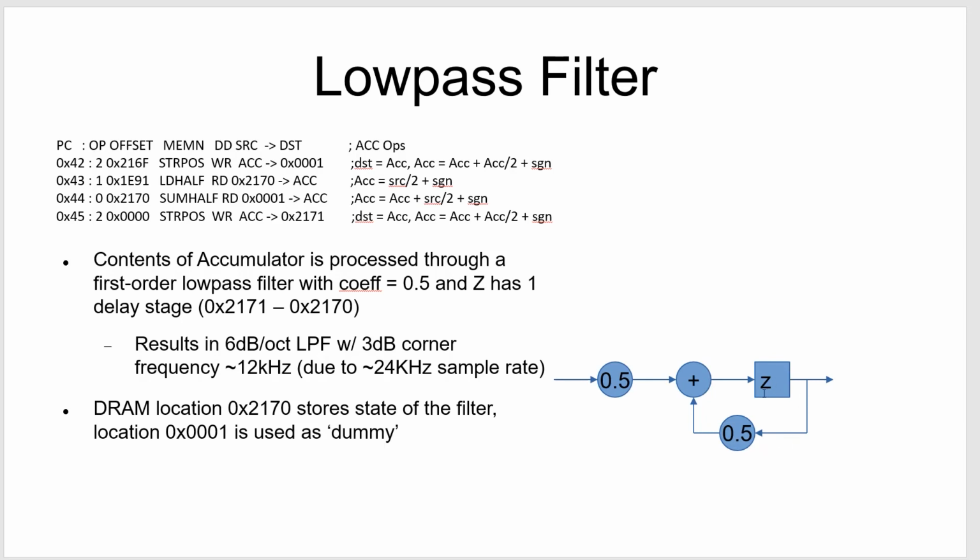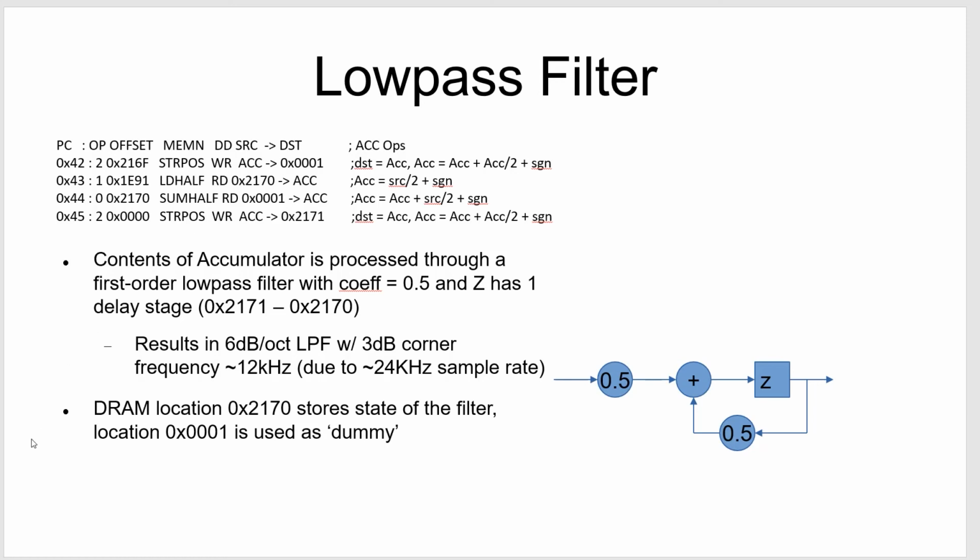also by 1/2. How do you set the corner frequency again? Well, it's the number of delay stages and the sample rate. So if you have a delay of 1, in this example here that we found between the two addresses, 2171 and 2170, that has a 1 delay. So you take the sample rate, and that's half of the sample rate, and it becomes 12 kilohertz.